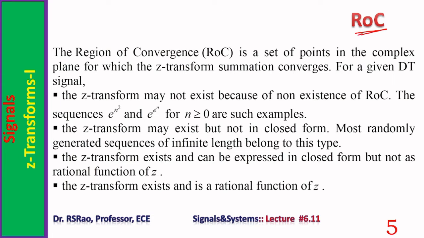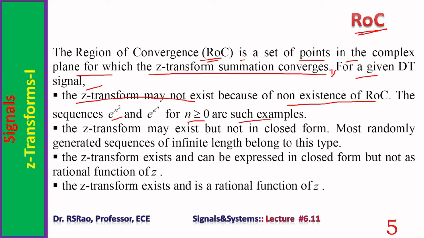Now a few points regarding region of convergence, or ROC in short, pertaining to Z transforms. The region of convergence, ROC, is a set of points in the complex plane for which the Z transform summation converges. This is the definition of ROC. For a given discrete time signal, the following are the possibilities. The Z transform may not exist because of non-existence of ROC. The sequences e power n square, e power n for n more than or equal to 0 are such examples.